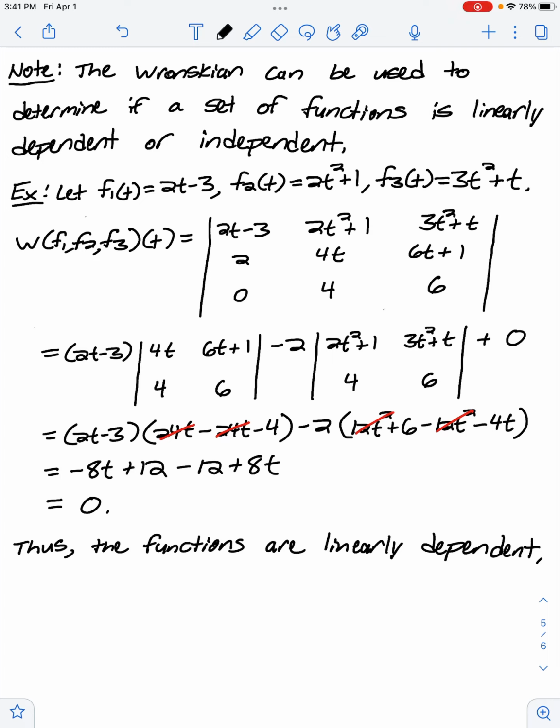If my Wronskian of a set of functions is non-zero, then our functions would be linearly independent, and they would form a fundamental set of solutions. So we say that a set of solutions is a fundamental set if the functions are linearly independent. That is, if the Wronskian is not always 0.